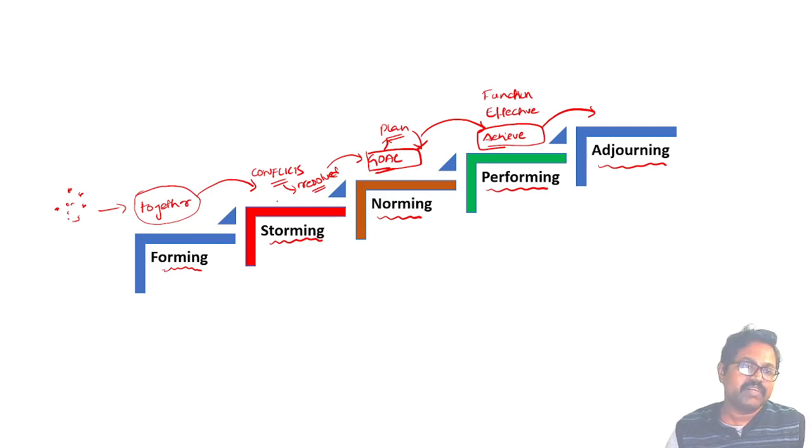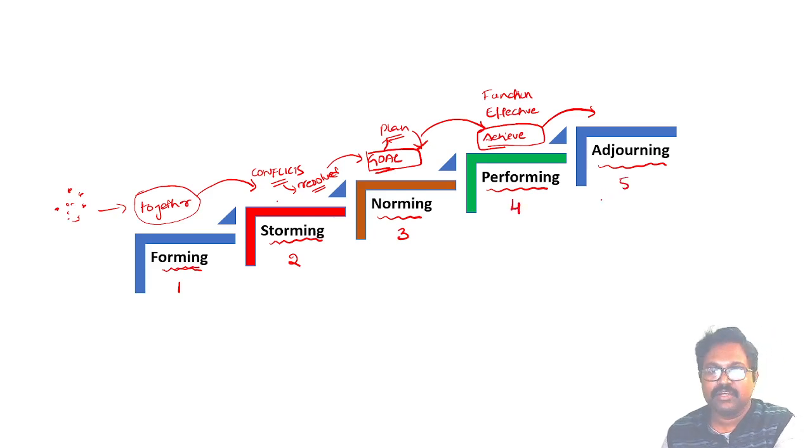So please remember, first will be the forming, second one will be the storming, third one will be the norming, fourth one will be the performing, and fifth one will be the adjourning. So these are the most common things which will happen in every group or team. Next, let us see what is forming.